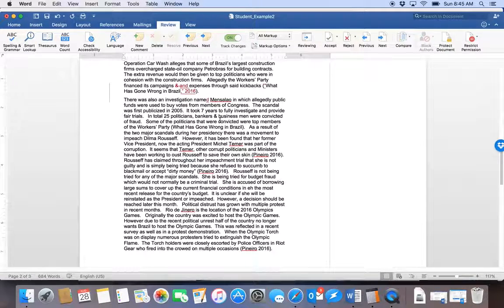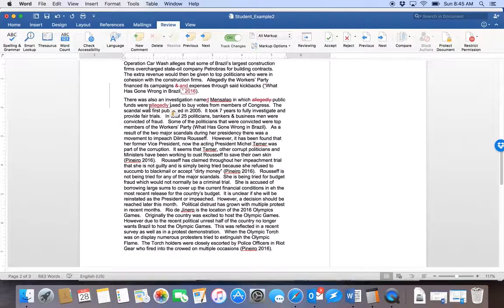Mensalo, in which allegedly public funds were used to buy votes for members of Congress. Let's move "allegedly," because what's the alleged part? The public funds or the fact that they were used? I'm guessing it's the fact that they were used. So, in which public funds were allegedly used to buy votes for members of Congress.